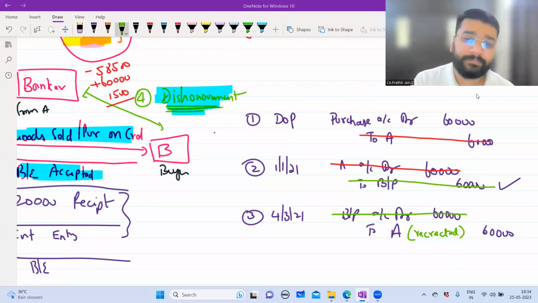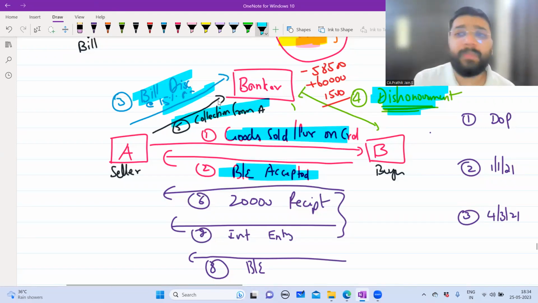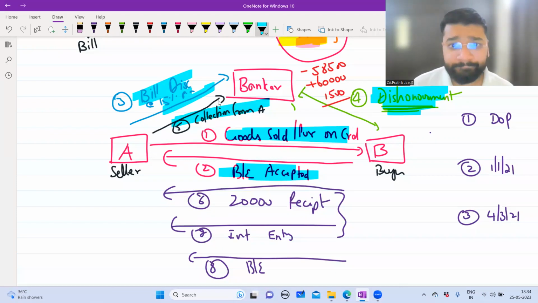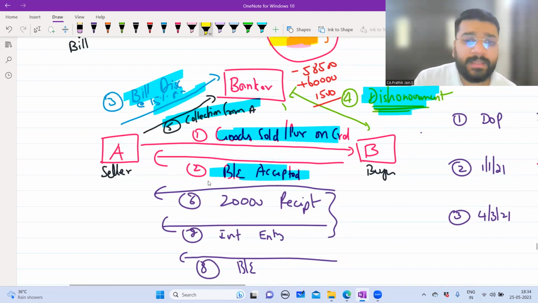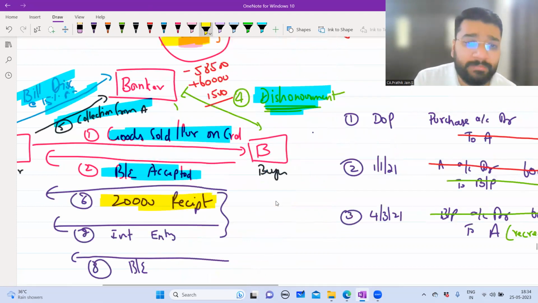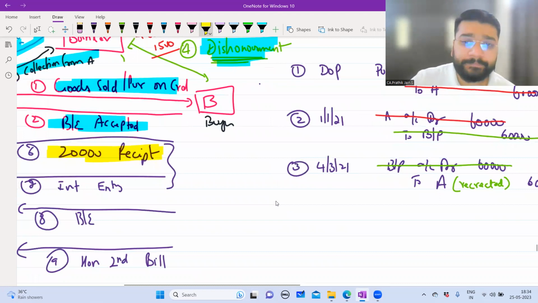Now, guys, after the dishonorment, the fifth transaction is basically the collection of money by the banker from A. Will B record that collection in his book of account? No, sir. Not at all. Then the sixth transaction is B giving 20,000 payment on the very same day. So what will be the payment entry?